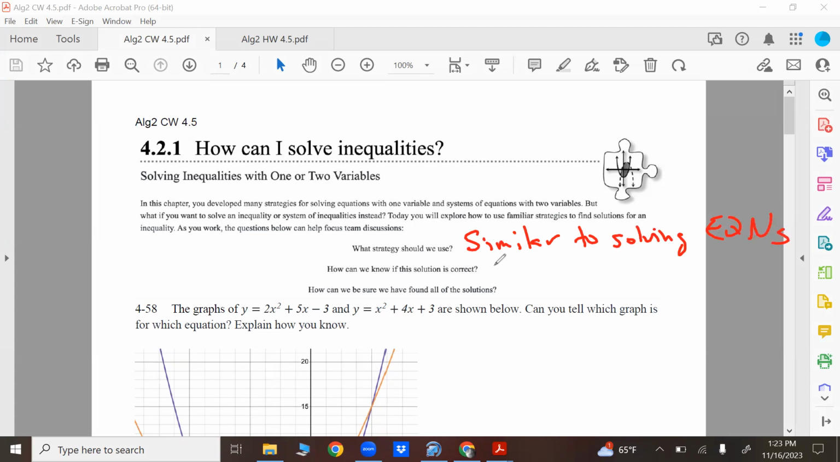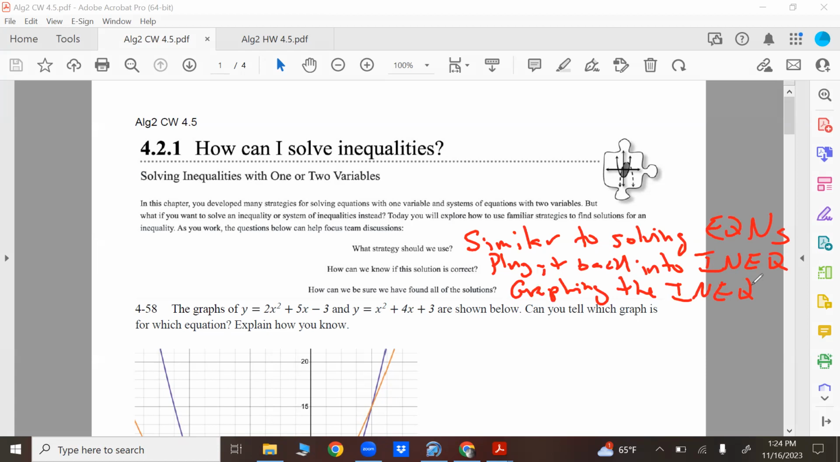How do we know the solution is correct? You can plug it back into the inequality. How can we show we found all of the solutions? Probably graphing the inequality could probably be the best way to do that. So those are some thoughts that just popped in my head of what we can do for these problems.